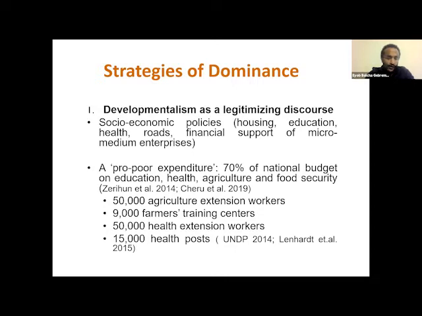A number of studies have shown that there was a so-called pro-poor expenditure, where the regime was using almost 70% of the national budget to cover specific areas of education, health, agriculture, and food security. These numbers indicate the developmentalist aspiration of the PRDF regime: 50,000 agriculture extension workers, 9,000 farmer training centers, which means one in every local administration, and 50,000 health extension workers and around 15,000 health posts.